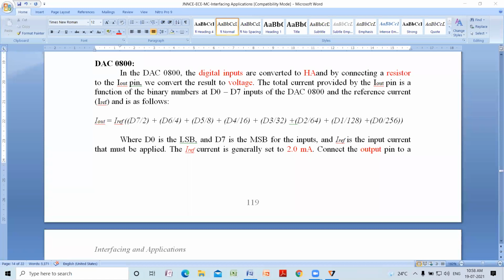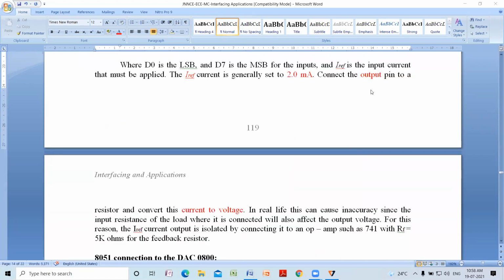So 8-bit digital input, you are connecting from port 1, and DAC 0800 gives you current as the output. It is an analog current you are getting, which you would convert into a voltage by connecting a resistor. But that resistor is connected through an op-amp.